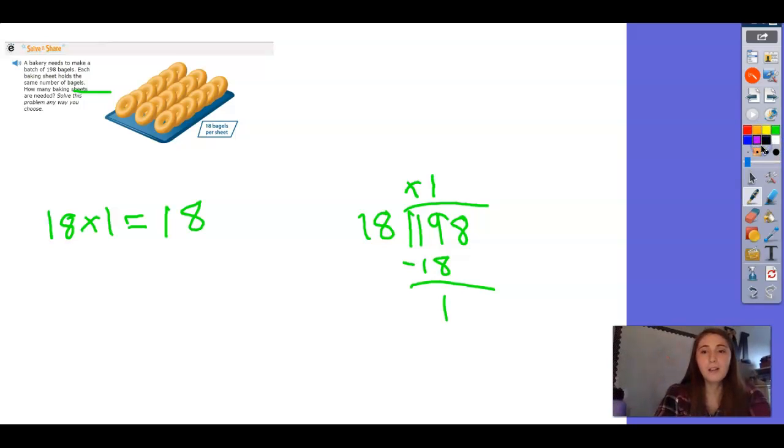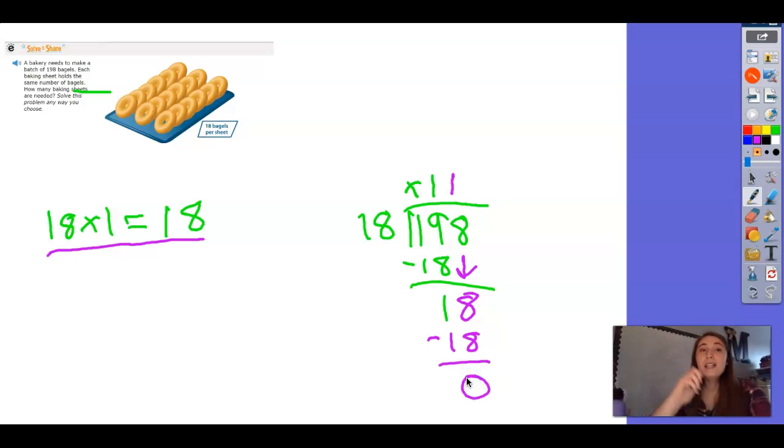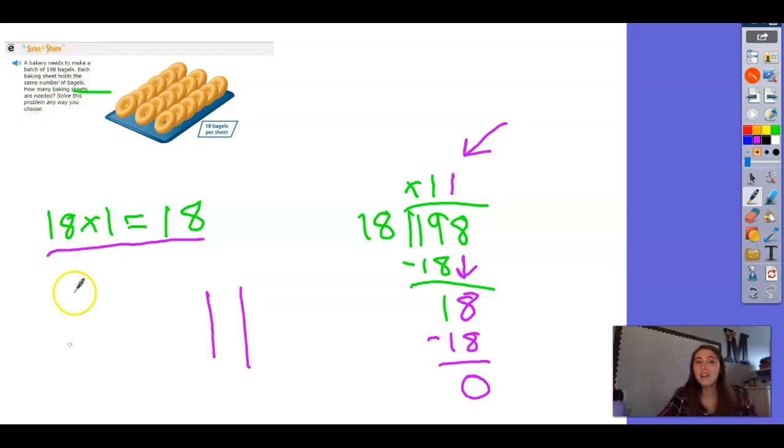So I'm going to change my colors because I'm going to be bringing down the 8 in my ones place. And now I have 18. 18 can fit into 18 exactly one time. So I'm going to write a 1 up here for my ones. I know that 18 times 1 equals 18, so I'm going to subtract 18, and I'm left with 0. So this tells me that my quotient is 11. The bakery will need 11 baking sheets to fill all 198 bagels.